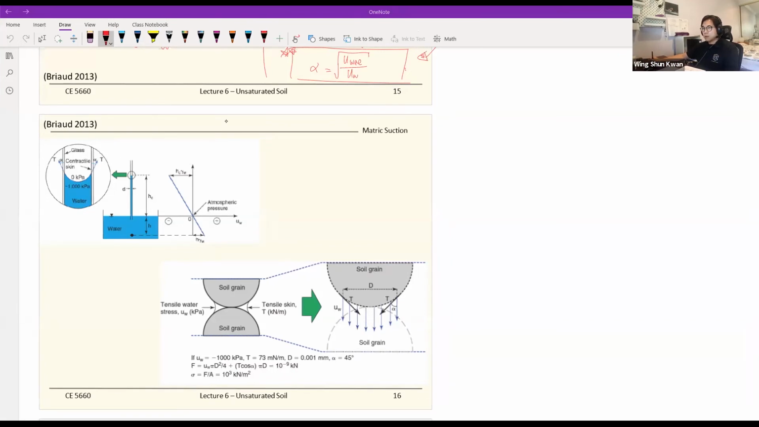Okay, so what is water tension? It provides a negative pore pressure, a suction force. It can break down into two parts. First, the tension comes from the attraction of water to the mineral. So it's kind of a chemical force that you provide.